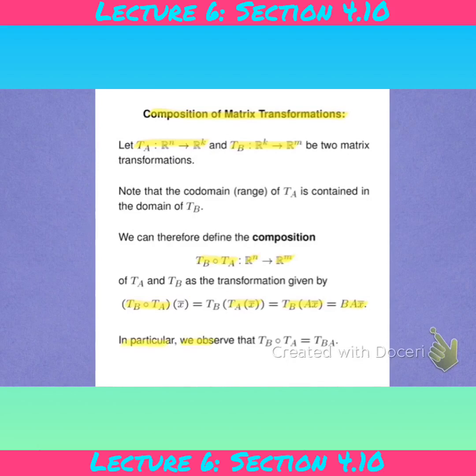So in particular, we observe that TB composition TA is just the function T subscript BA. Now note that the codomain, or the range, of TA is contained in the domain of TB, and that is necessary if you do a composition. So you need the codomain of TA to be contained in the domain of TB.